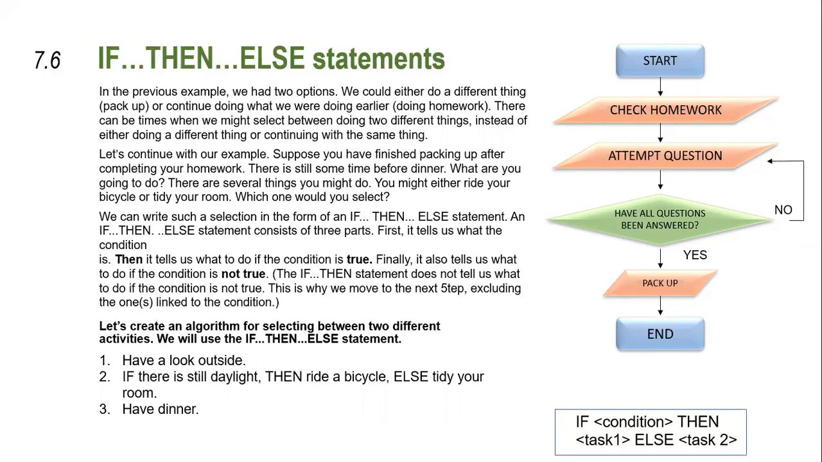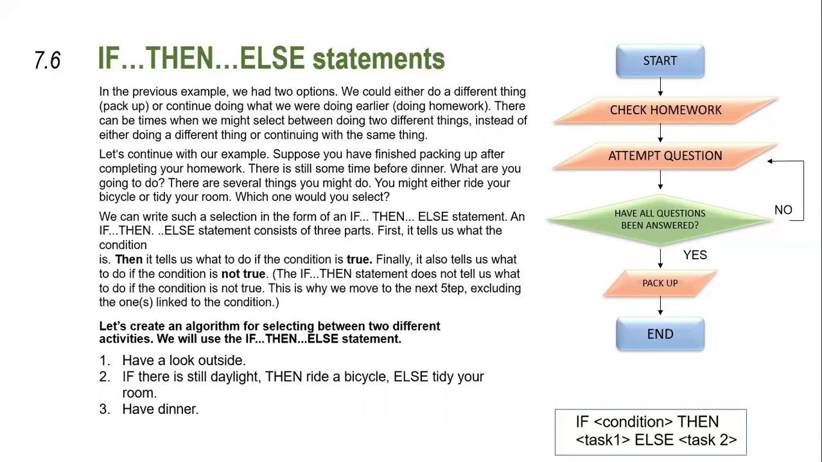We can write such a selection in the form of an if-then-else statement. An if-then-else statement consists of three parts. First, it tells us what the condition is. Then it tells us what to do if the condition is true. Finally, it also tells us what to do if the condition is not true. An if-then statement does not tell us what to do if the condition is not true. Here it provides you the answer for when the condition is not true. You can have another option for that. Previously it was not there.